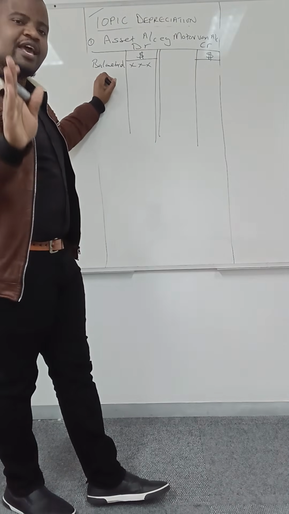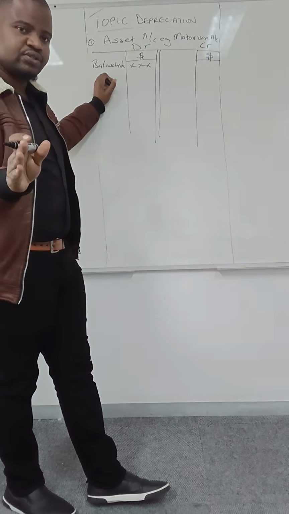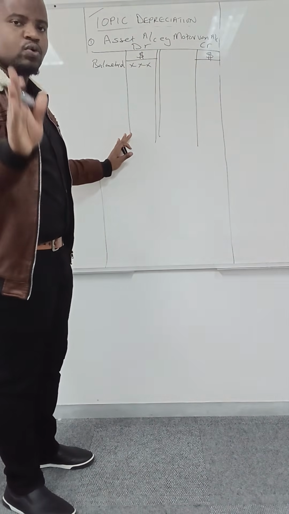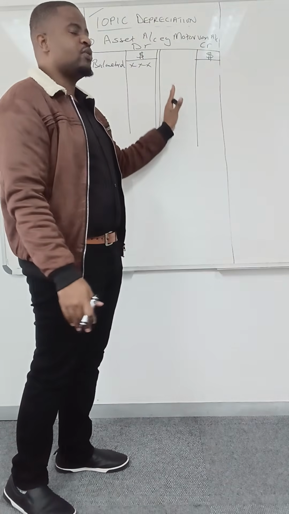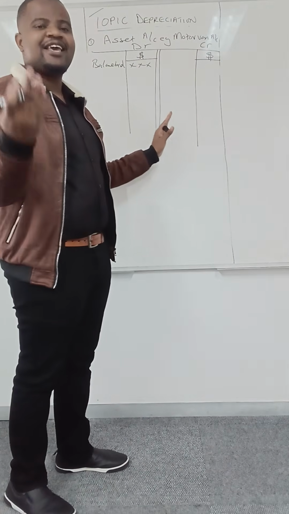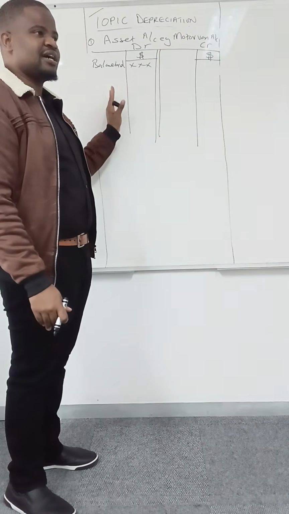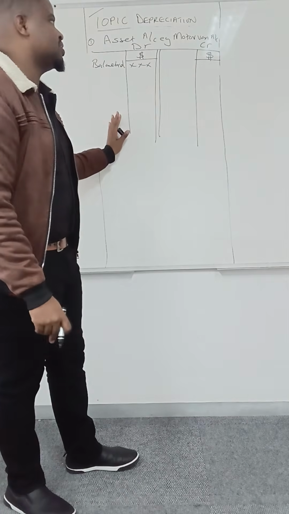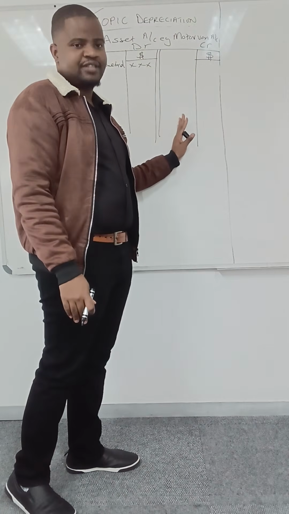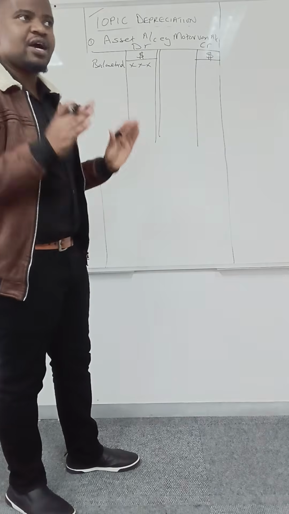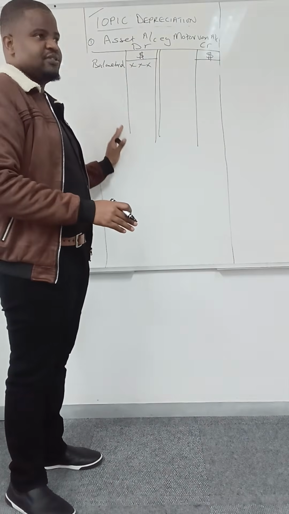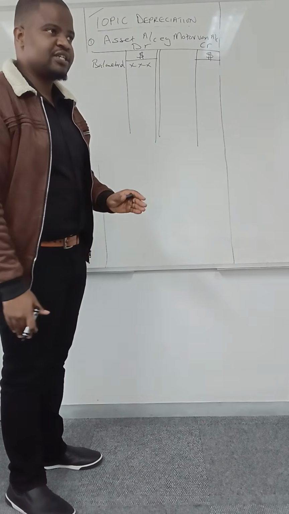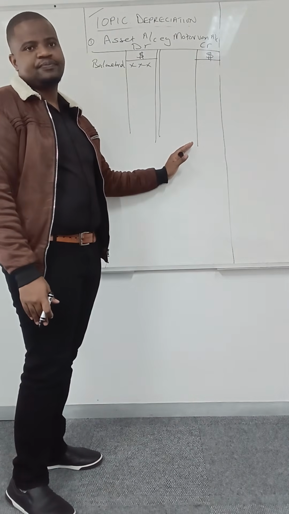Whenever we purchase, we record on the debit side. Whenever we sell or dispose of an asset, we record on the credit side. Meaning anything that increases the asset account, we record on the debit side. Anything that reduces the asset account, we record on the credit side. Because our assets maintain a debit side, if you want to increase them, we record on the debit side. If you want to decrease them, we record on the credit side.